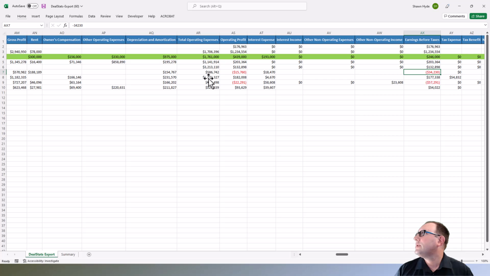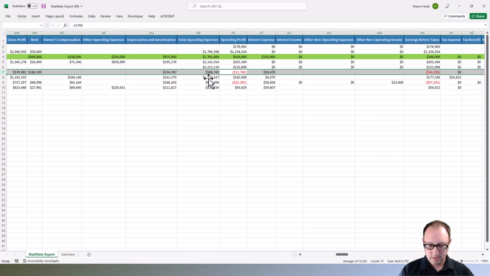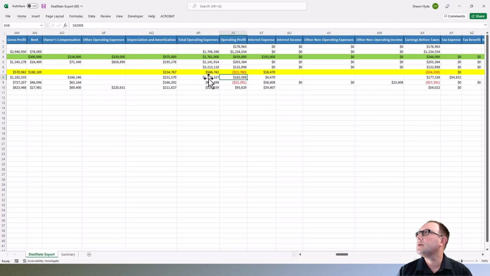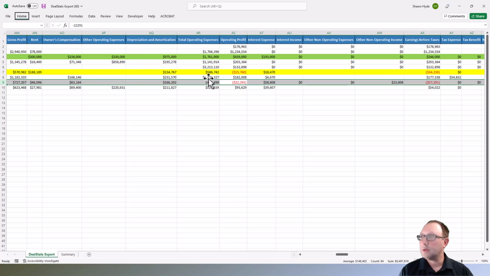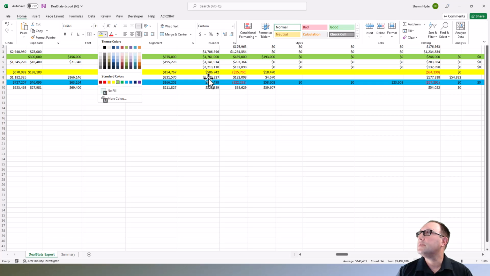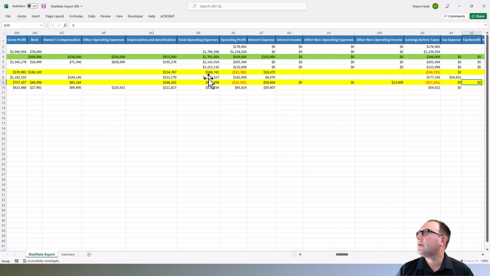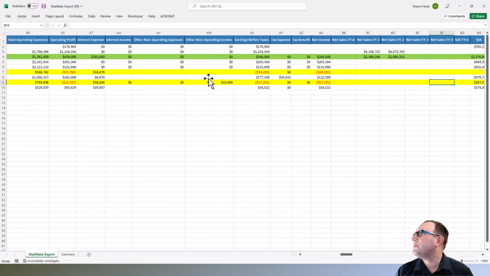So earnings before taxes, operating profit. These businesses here are reporting losses. The business that I'm appraising reports a profit, so it's a bit stronger than these ones. So I'm going to mark them with a different color. I may or may not hang on to those. We'll see. Right now, we're just still checking out the data and seeing what we've got.